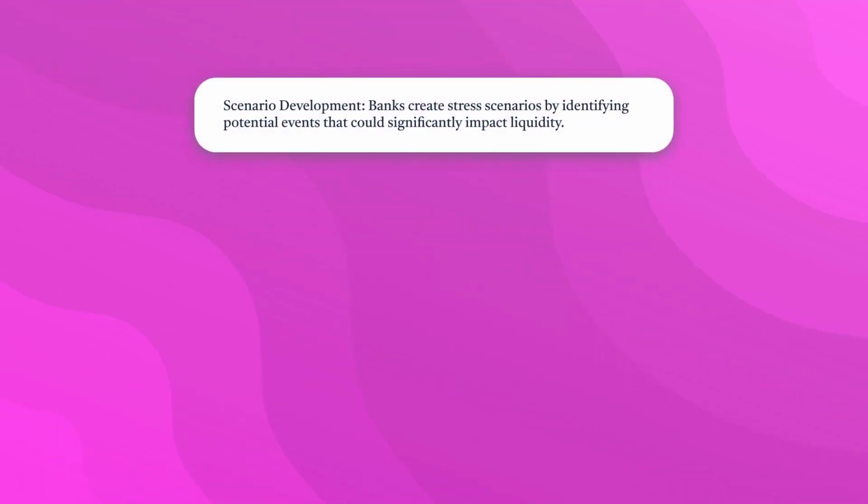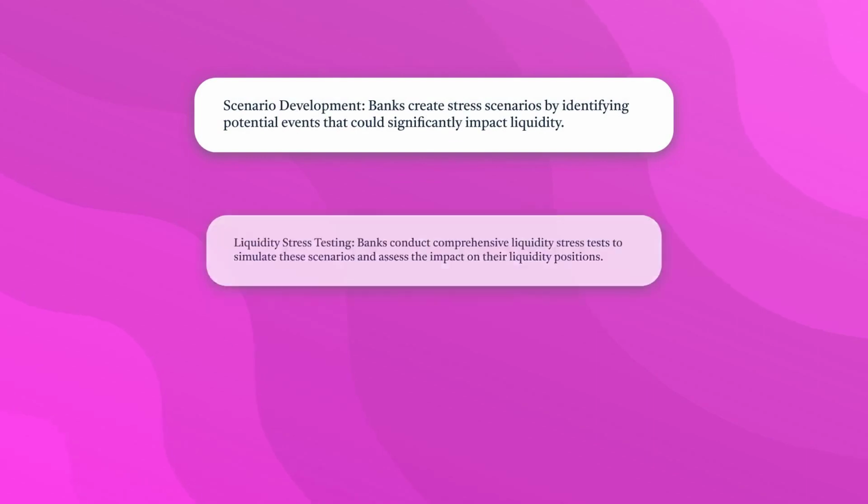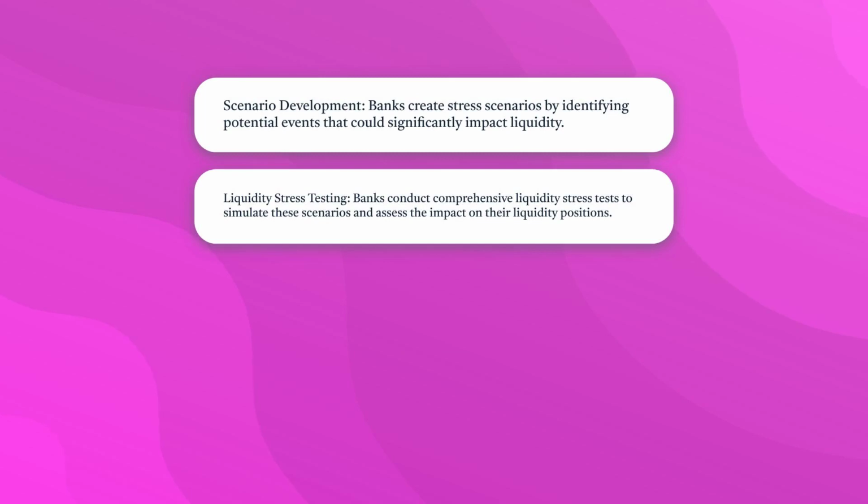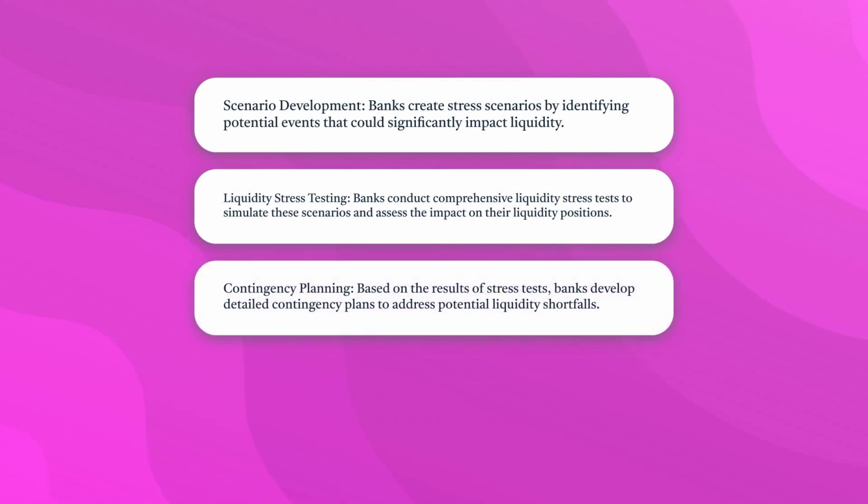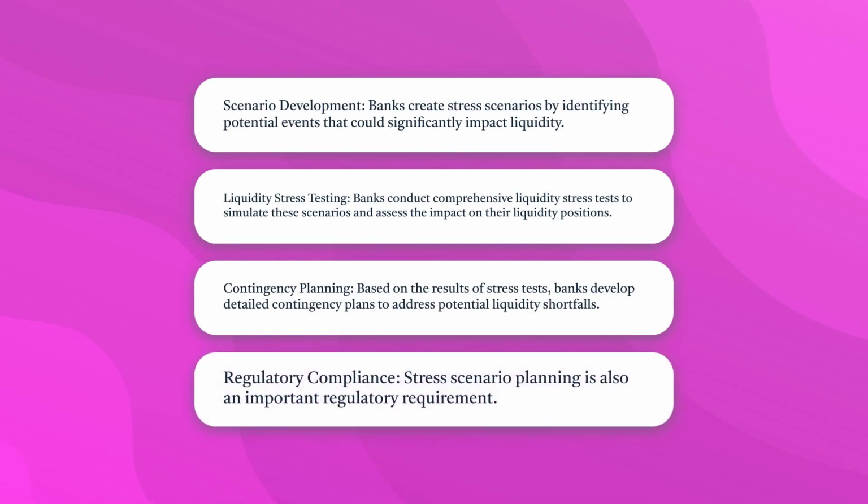Scenario development. Banks create stress scenarios by identifying potential events that could significantly impact liquidity. Liquidity stress testing. Banks conduct comprehensive liquidity stress tests to simulate these scenarios and assess the impact on their liquidity positions. Contingency planning. Based on the results of stress tests, banks develop detailed contingency plans to address potential liquidity shortfalls. Regulatory compliance. Stress scenario planning is also an important regulatory requirement.